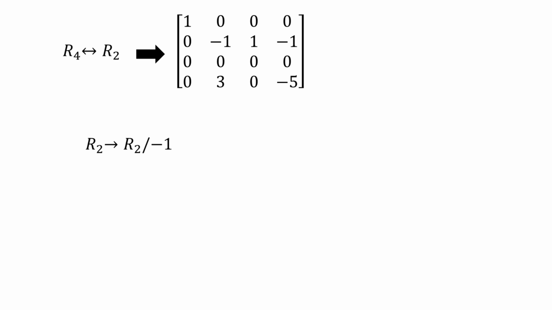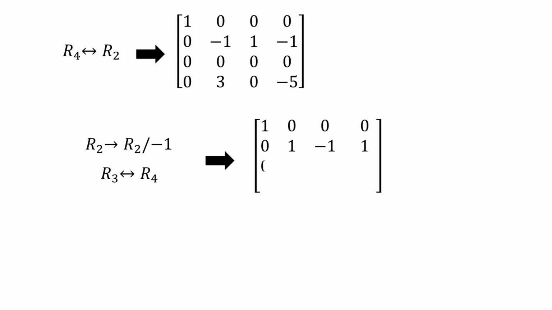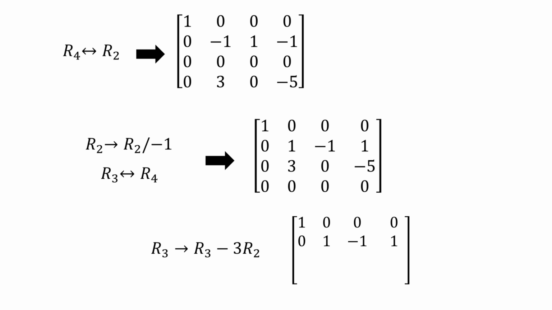Also, R3 is a 0 row. We already know that 0 rows should be below the non-zero rows. So we'll interchange R3 and R4. This will be the resultant matrix after both the operations. Our next step is to make these elements as 0 using R2. So the operations will be changing R3 as R3 minus 3R2, and the last element is already 0. The first two rows will be written as it is. For the third row, we get 0 minus 0, 3 minus 3, 0 plus 3, minus 5 minus 3. Last row is written as it is.